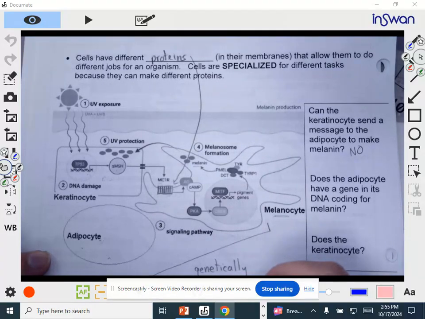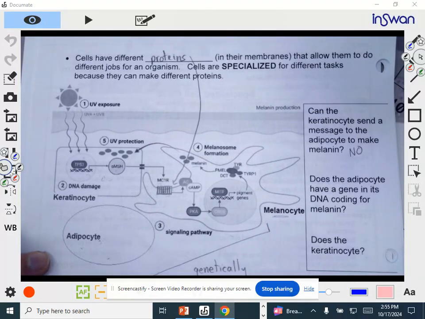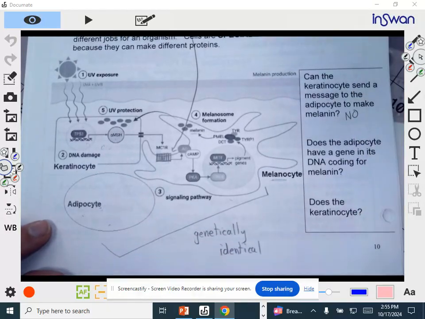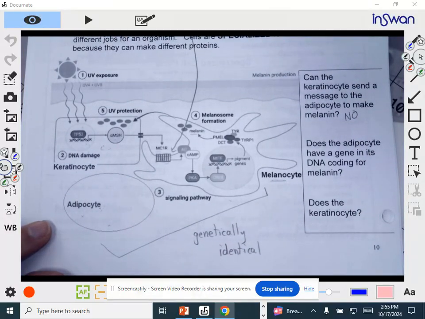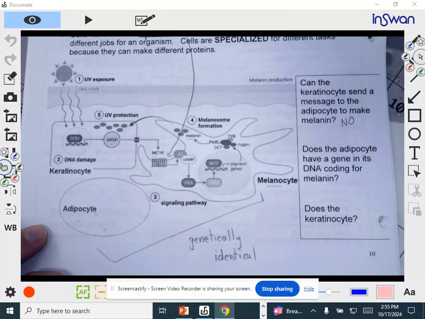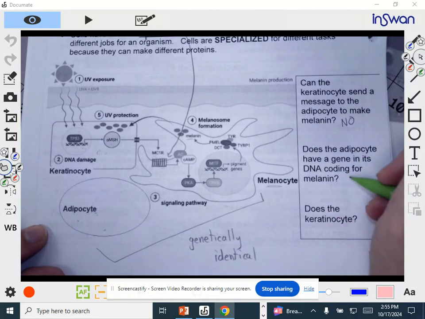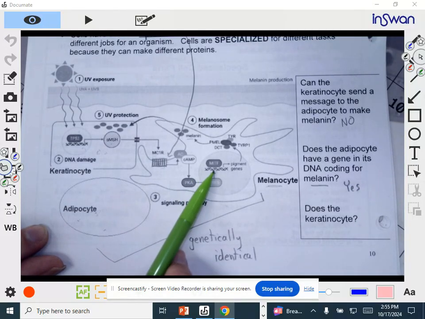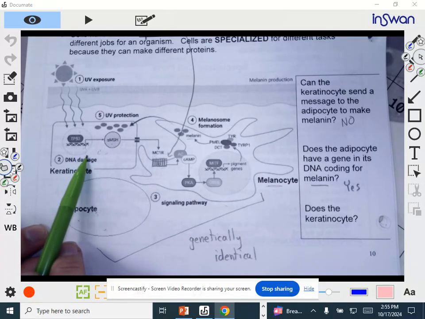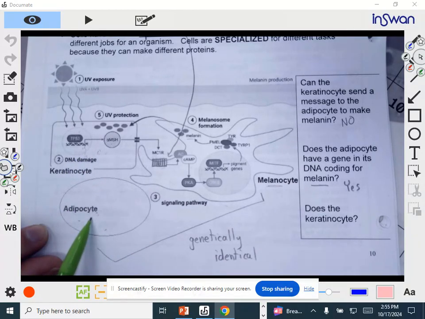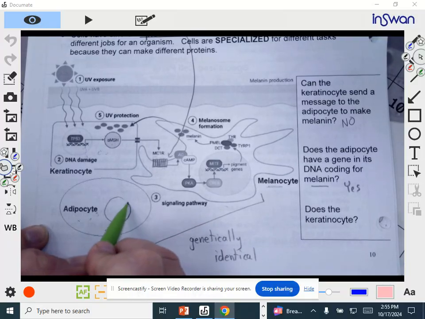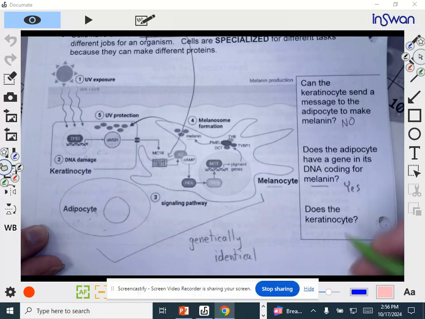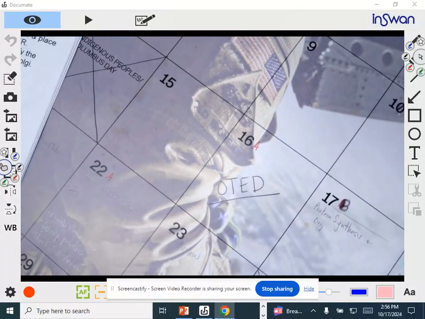The reason they look different, the reason they can do different things, is because they turn on and off different genes, making them have different proteins. So all of these cells do have the gene for melanin. Obviously this one does because it turns it on and then the cell makes melanin. But this cell also has a gene for melanin, it just keeps it off. And this one also, in its nucleus, has a gene for melanin. It just never turns it on. So they all are genetically identical. All right.